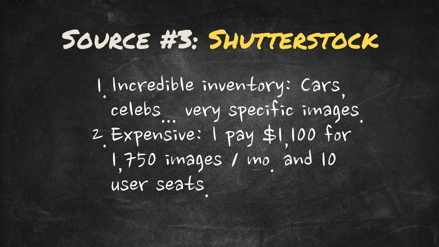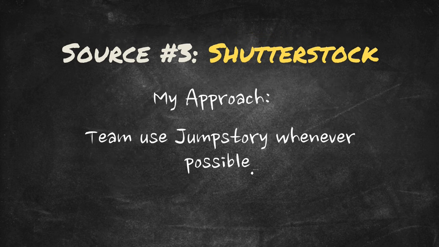That does include 10 user seats, and every time you add seats, it's going to add to the cost, okay? But, you know, there's no way I could download 1750 images. The only reason I can manage that many images and that much content is because I have some users who go in there, finding images and downloading them as well. It's just a cost of business for me. So, as I mentioned, my approach now that I'm using Jump Story seriously is to look on Jump Story first. If it's there, use that because you've got unlimited inventory. And if it's not there, if you need something more specific, then go to Shutterstock.